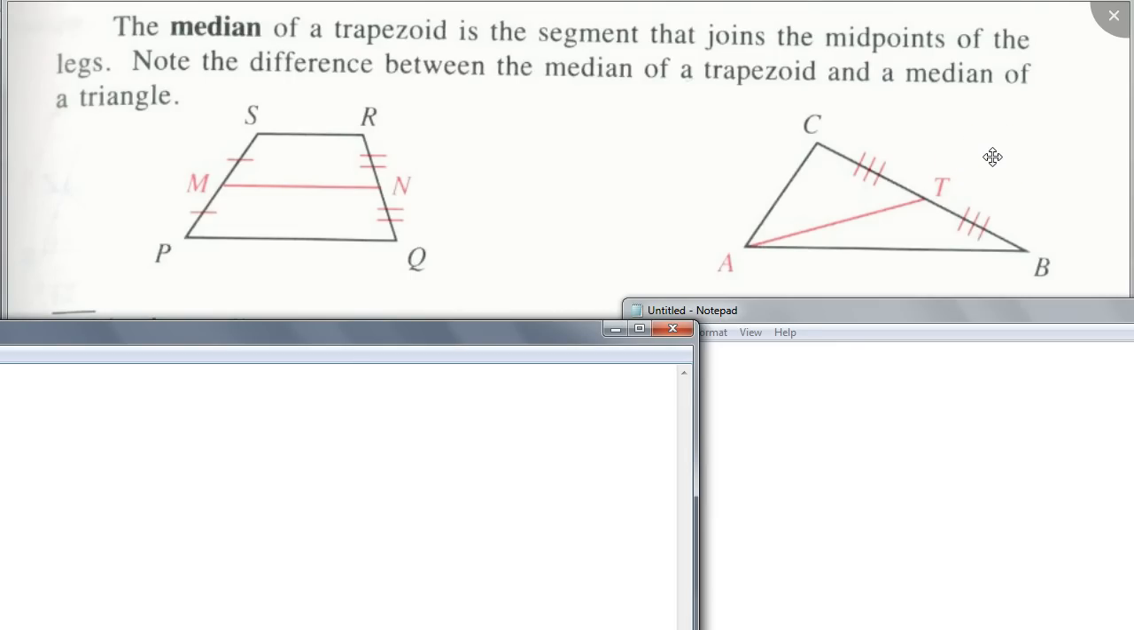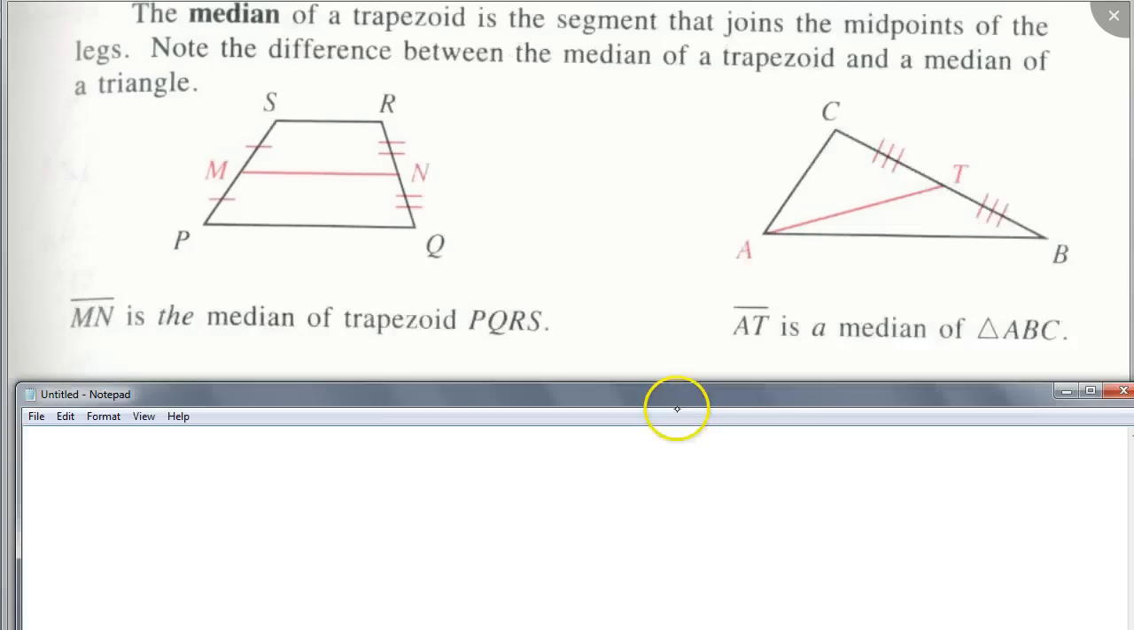But you're right, Young. In a minute, we're going to show that Mn is going to be what you just said. Anyway, let's hold on to that for a second. As you can see, Mn is the median of the trapezoid PQRS, and AT is the median of the triangle ABC. Even though they're called the same, they are very different, the median of a triangle and of a trapezoid.